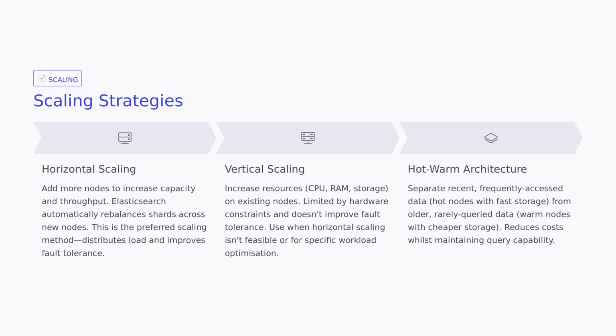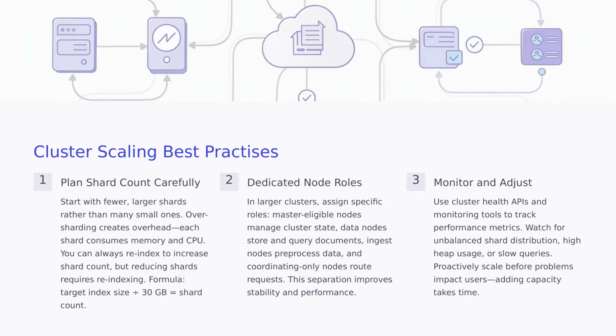For optimized cost and performance, consider a hot-warm architecture to segregate recent and older data on hot and warm nodes, respectively. This strategy streamlines query capability while reducing expenses. Remember, choose the right scaling method based on your specific needs and constraints. Are you making the most of your cluster scaling strategy?